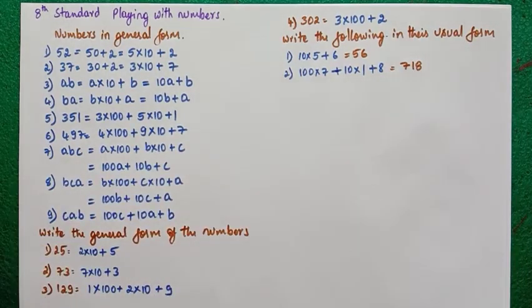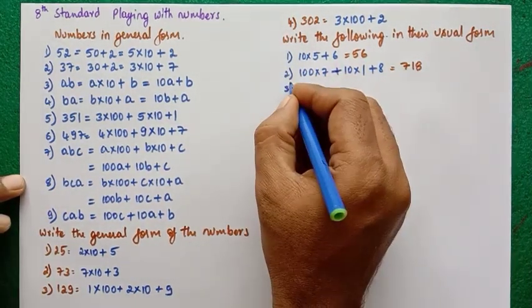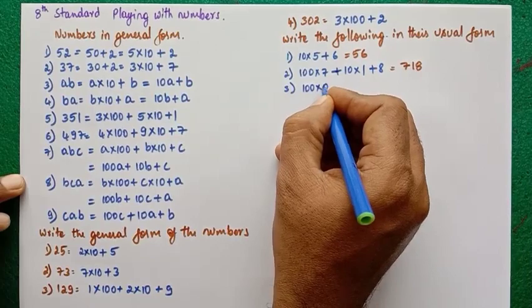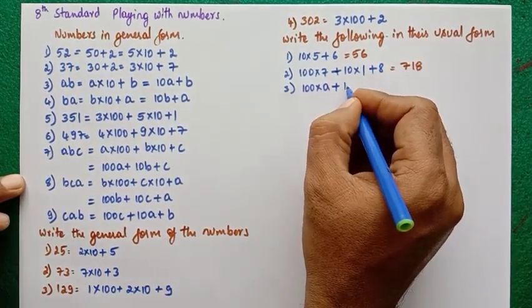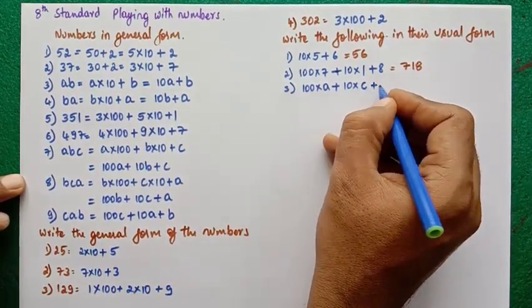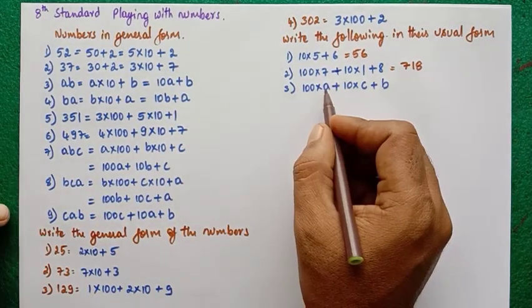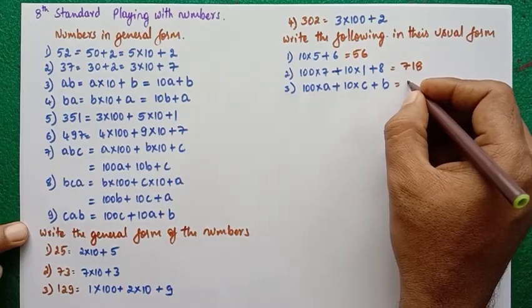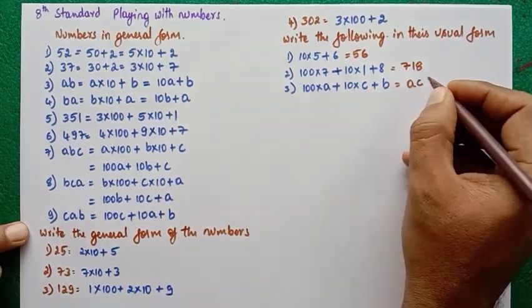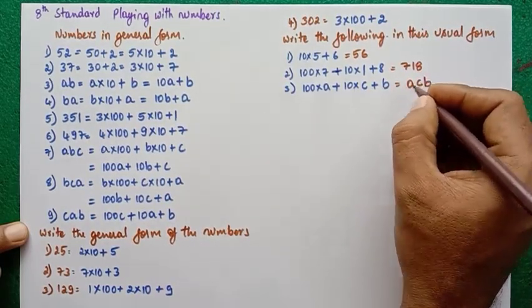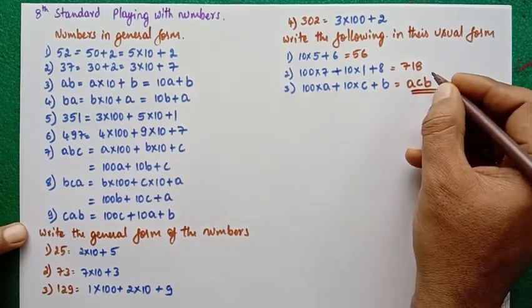The third problem is 100 into A plus 10 into C plus B. So, what is here? In the hundreds place A is there, in the tens place C is there, and in the ones place it is B. ACB is the answer. This completes this one.